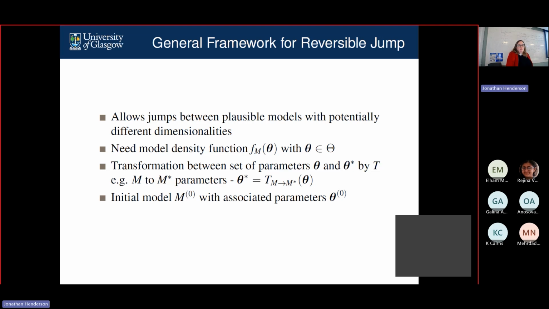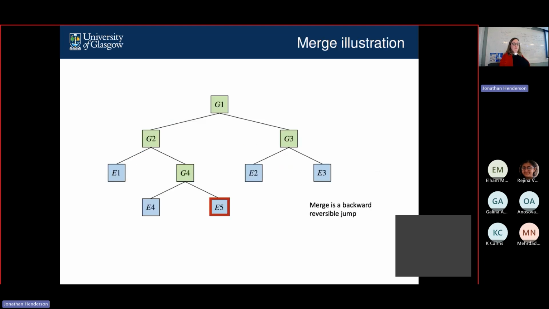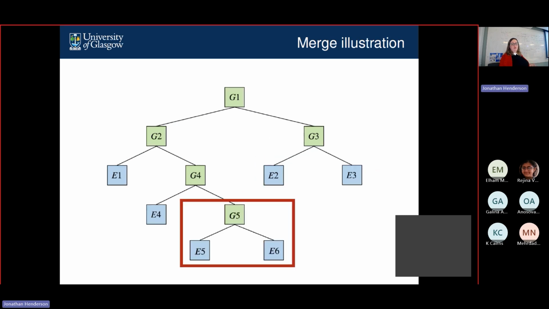Okay. So the nice thing about reversible jump is it allows you literally to jump between plausible models. They don't have to be nested. In some sense, as long as you can move backward and forward in a reversible way, you can compare any of these. Now, obviously, we set these up to be nested because it's a lot easier to do. But arguably, you can jump between plausible models which have, as we saw, different dimensionalities. So here we have 4 gates and 5 nodes. If we split it, we have 5 gates and 6 nodes.